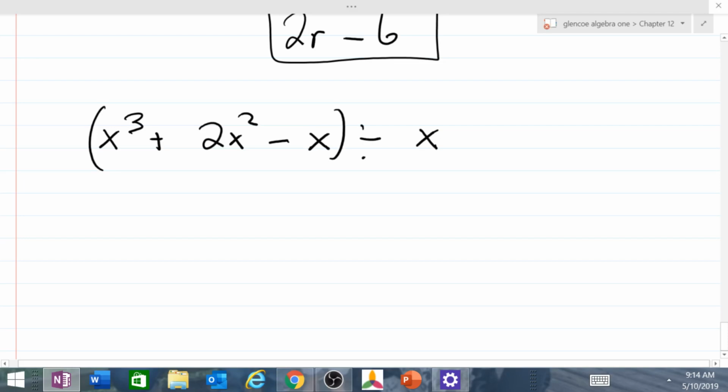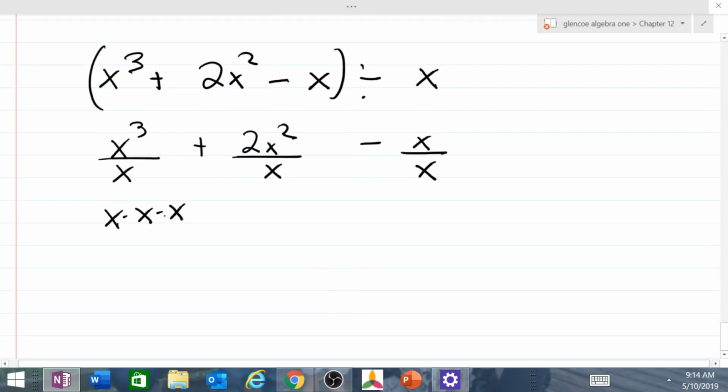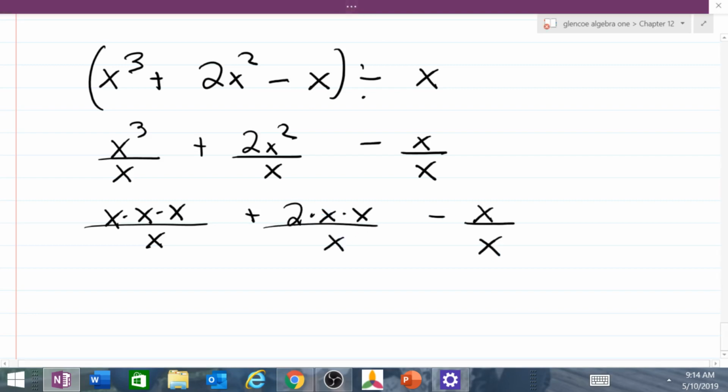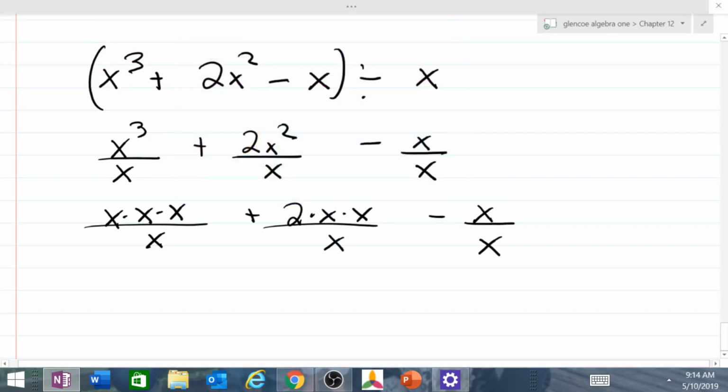Again, when you have a binomial or a trinomial divided by a monomial, you take each term and put it over what you're dividing by, which in this case is x. Now we prime factor each numerator and denominator. And now we're ready to cancel. I do want to make a comment here. I want to remind everyone that anything divided by itself equals 1. So 5 over 5 is 1, 6 over 6 is 1, x plus 5 over x plus 5 is 1. And you're going to see what I mean by that in a minute.